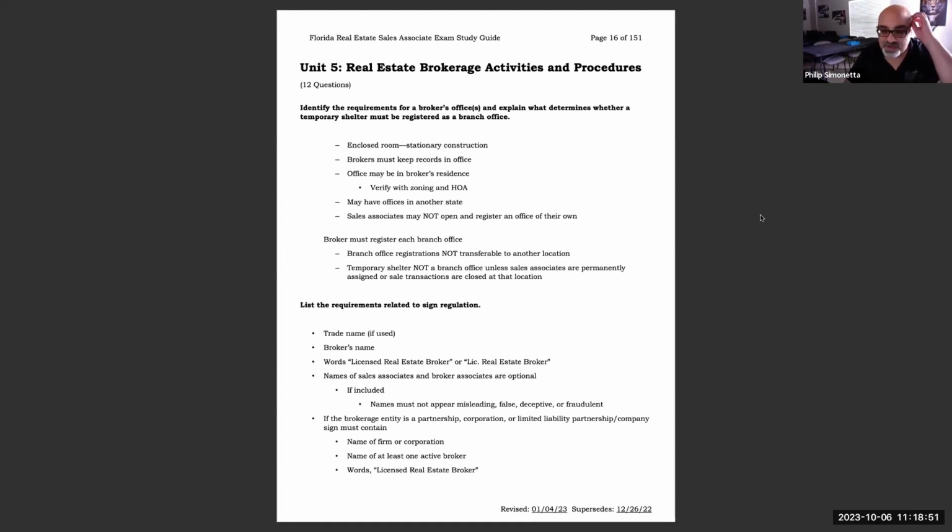Okay, if the brokerage entity is a partnership, corporation, or limited liability company, the sign must contain the following: the name of the firm or corporation, the name of at least one active broker, and the words licensed real estate broker. You cannot put LIC period. It has to be licensed real estate broker.